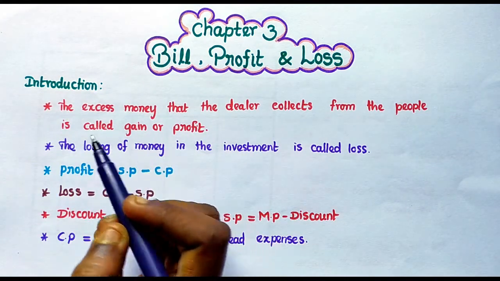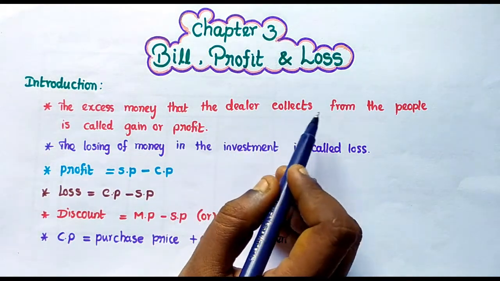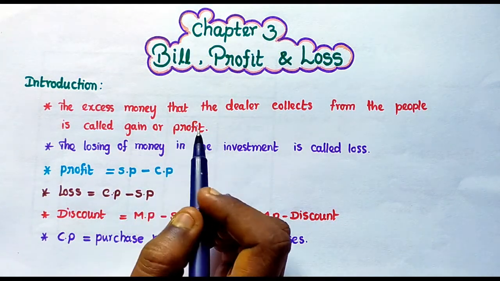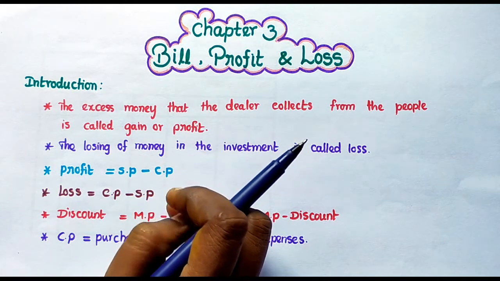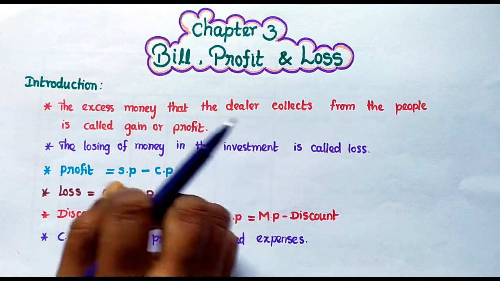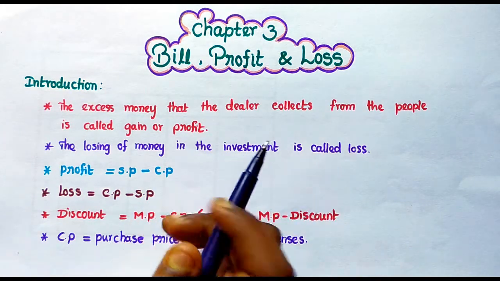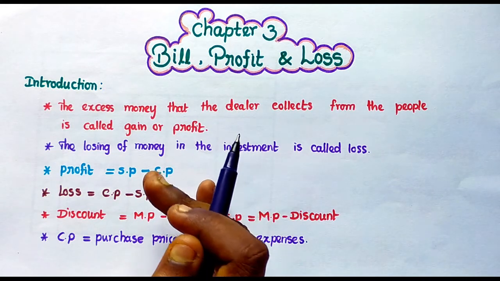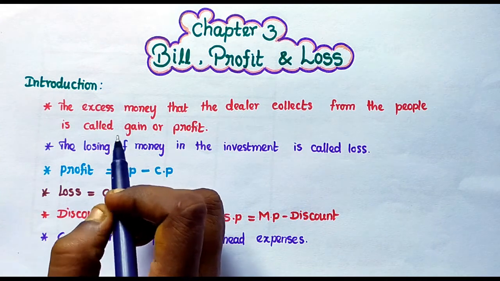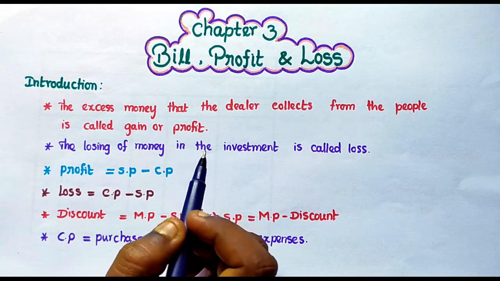Listen, what is profit here? The excess money that the dealer collects from the people is called gain or profit. For example, a dealer bought a pen from the wholesale as 3 rupees, but he sells the same pen at 5 rupees to the people. So he collects excess money from the people. That is profit.